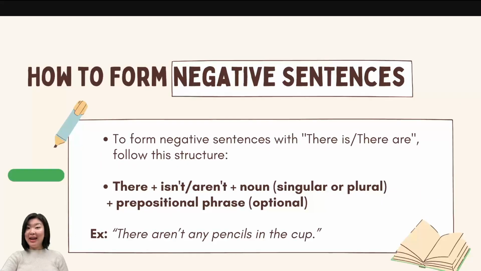So how to form a negative sentence? To form negative sentences with there is or there are, you must follow this structure: there isn't or aren't. This is actually a short form of is not and are not. So you could say there is not, there are not, there isn't, or there aren't, plus a noun, singular or plural, plus a prepositional phrase. That's optional. Let's take a look at the example. There aren't any pencils in the cup. It means that there are no pencils existing in the cup.